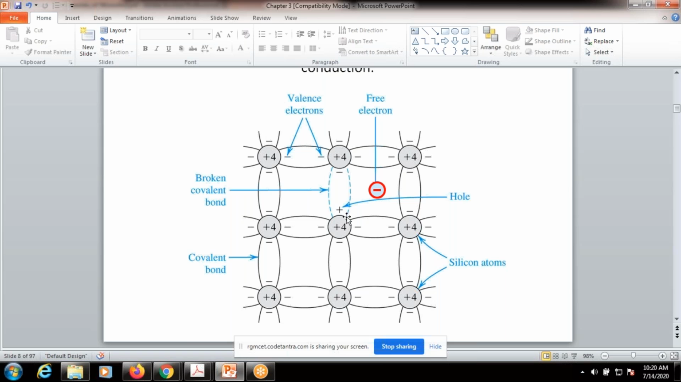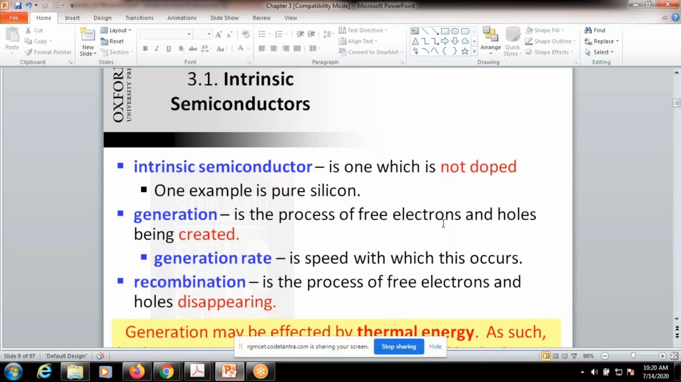Remember, at room temperature, the number of electrons is equal to the number of holes. In this diagram only one covalent bond is broken, but in practical applications thousands of covalent bonds are broken. Then the number of electrons is equal to the number of holes. Remember this important point: the number of electrons is equal to the number of holes.